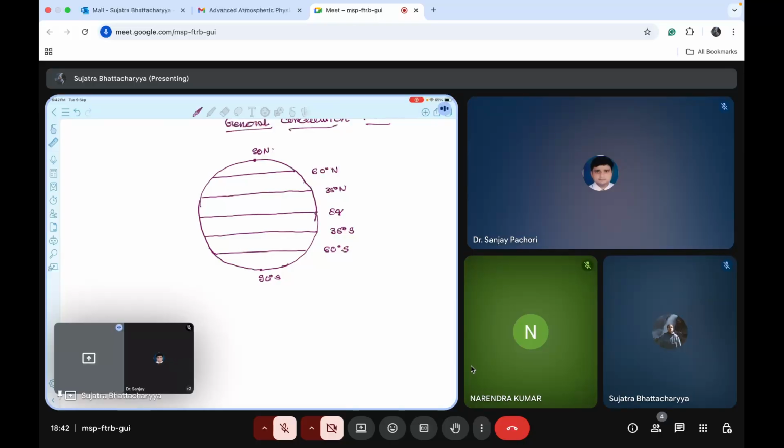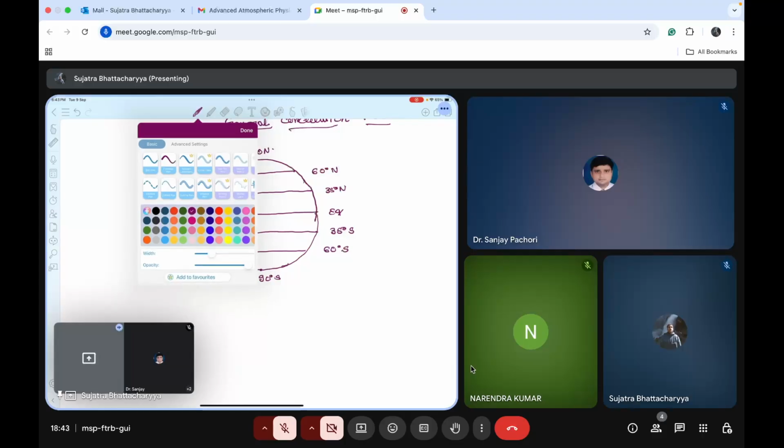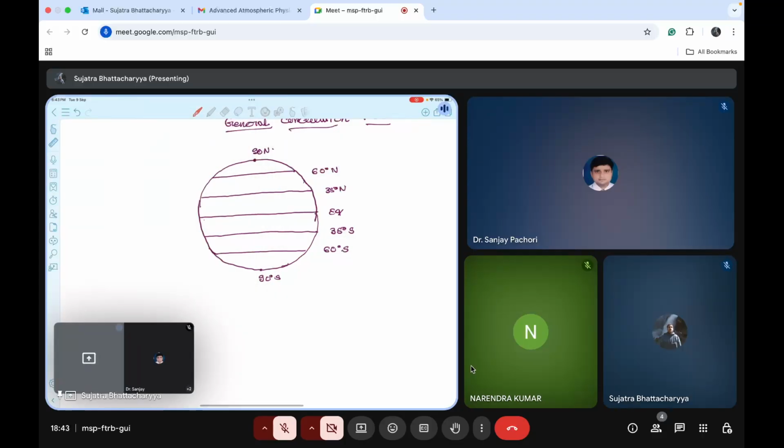Okay, so this is north and this is south. Okay, simple. This is known to us. Now I will separate some regions. At the equator, we have low pressure zones. So I am shading it like this. Okay, another low pressure zone happens over this 60 degrees north, and 60 degrees south. So these red are the low pressure zones.